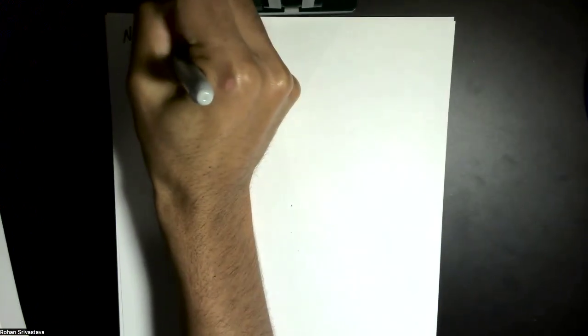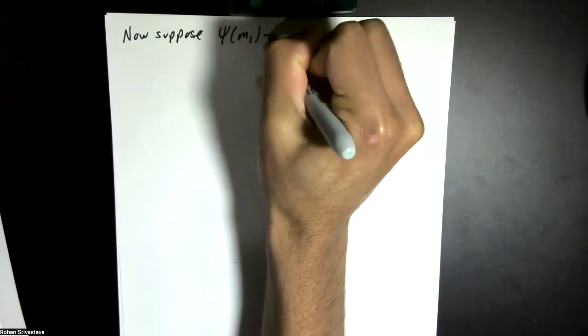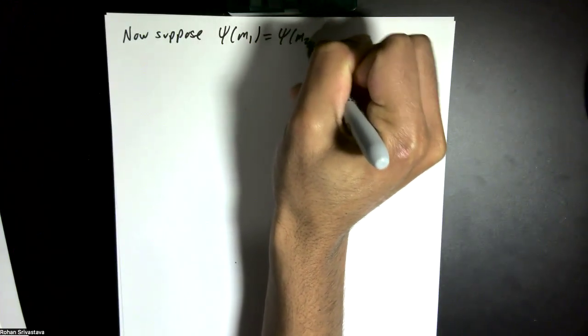So let's check that it's injective and that it's surjective. We'll do injective first. So now suppose psi of m1 is equal to psi of m2.